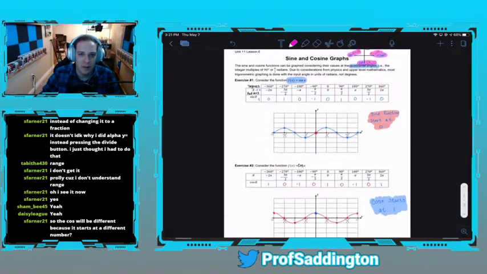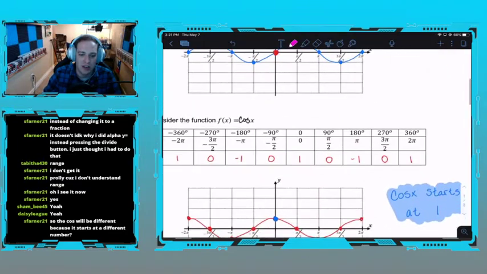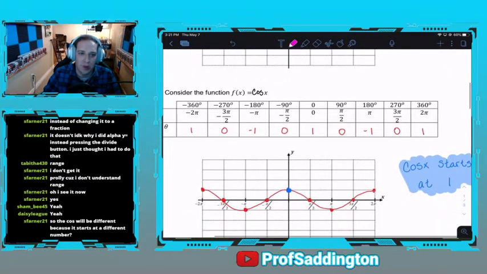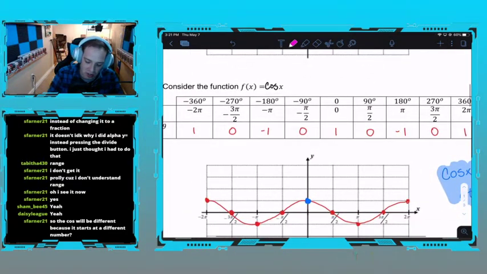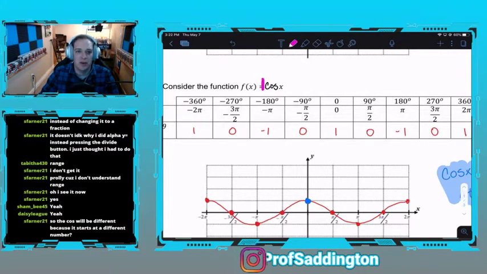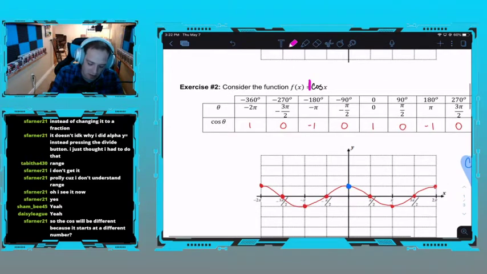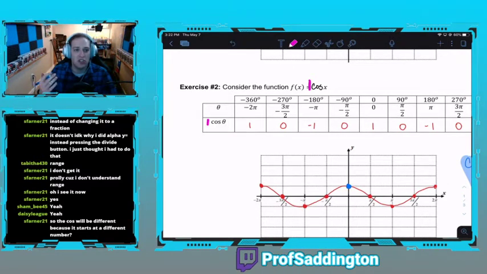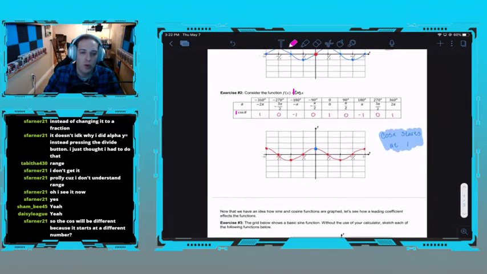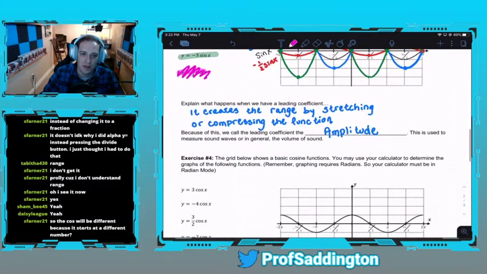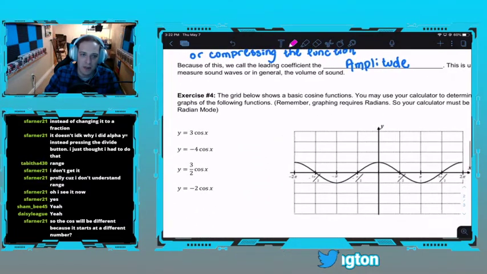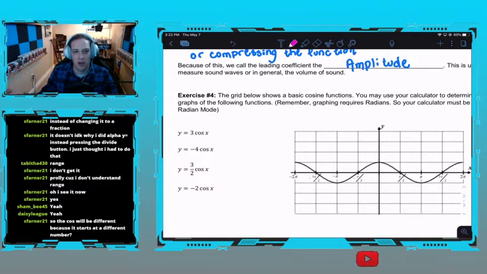So on the front page, I said cosine x starts at 1, but that's only because this original cosine up here has a 1 out front. There is no number in front of cos x. The leading coefficient was 1, so it starts at 1. When you do cosine, whatever the leading number is the number that you're going to start with.